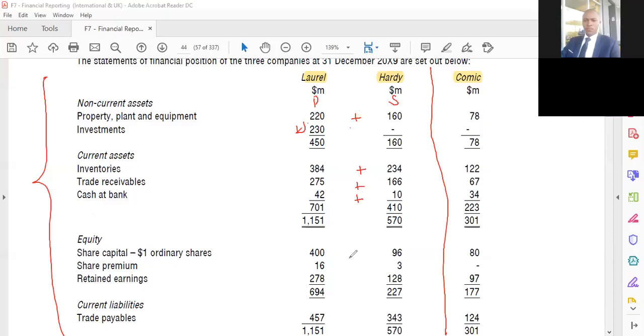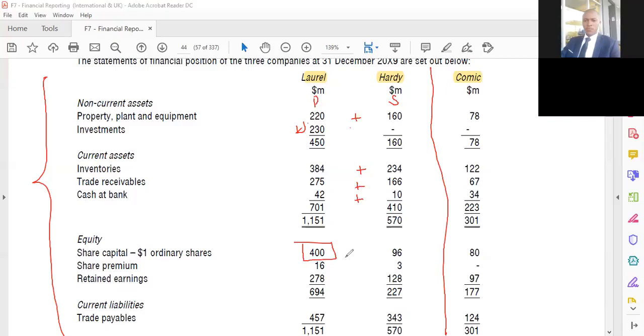You come to equity. Equity, we said we always pick for the parent. This guy. Just one question. Okay. On inventory, if there's an issue of intergroup trading.